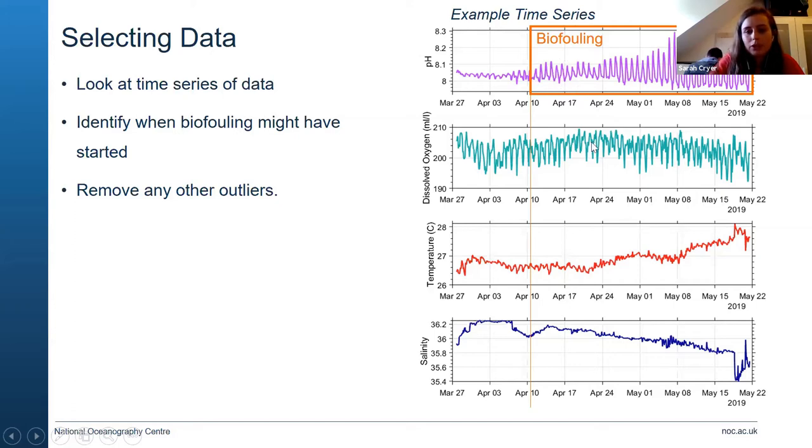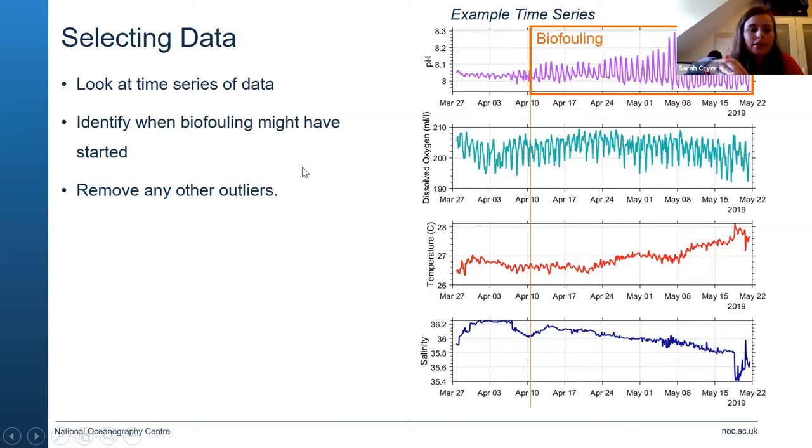The pH and oxygen sensors are separate, and it's organisms getting in and forming their own little micro community within the filter. But because I'm looking at how pH is changing and then how these different other parameters might explain the pH, I've just removed all the data from when biofouling starts to occur.